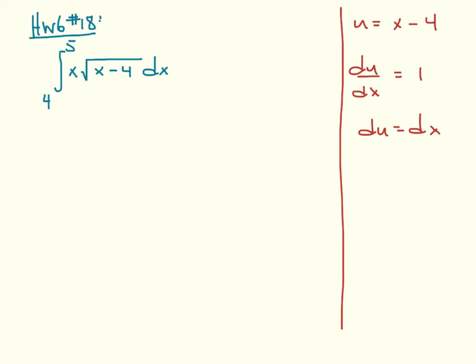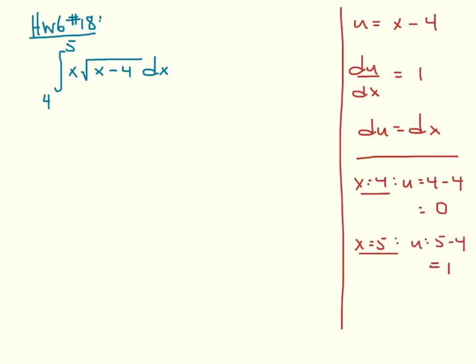Now we should also figure out what to do with our upper and lower bounds. When x is equal to 4, we get that u is 4 minus 4, which is 0. And when x is equal to 5, we get that u is 5 minus 4, which is 1. Okay, so those are our upper and lower bounds.